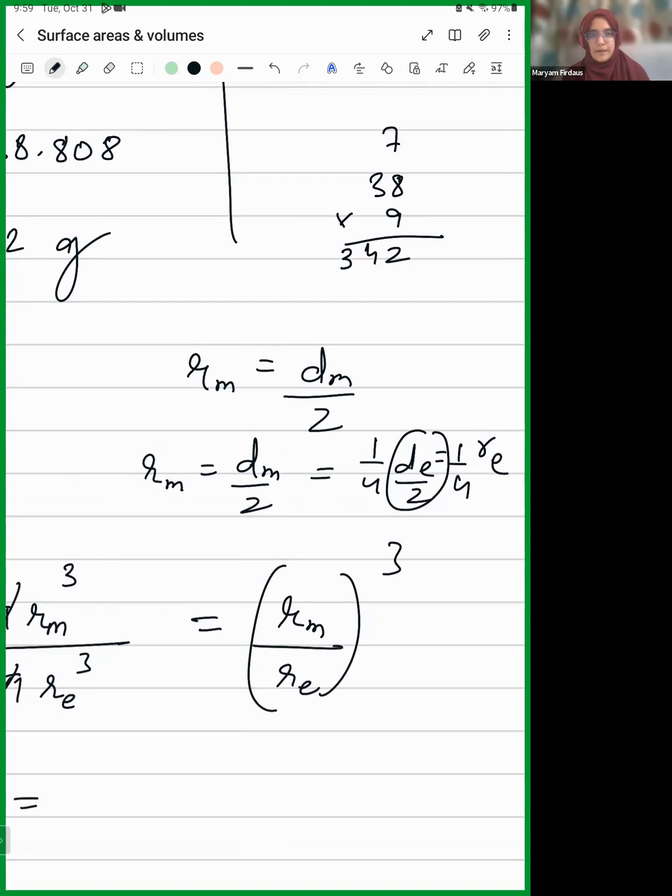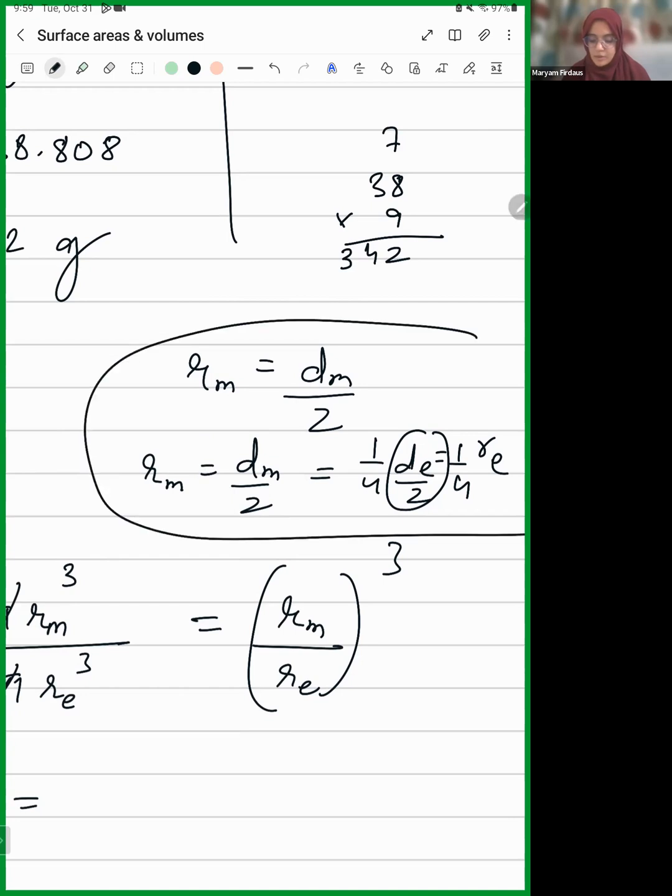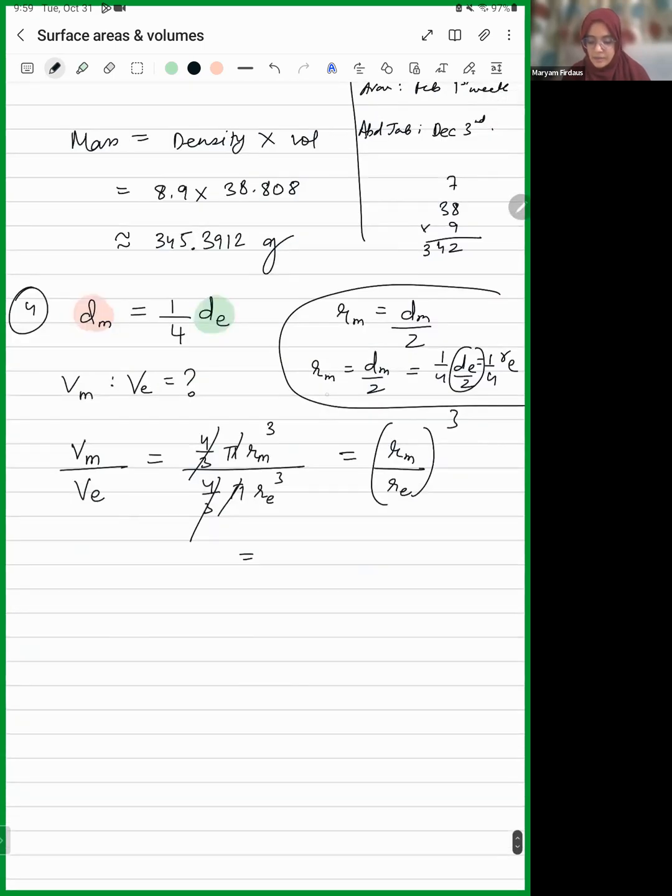It's clear. Okay. Abdul Jabbar, is it clear, dear? Yes, ma'am. Okay. So now Rm and Re, what is the relation between them? Rm is 1 by 4th of Re. So in the numerator, I have written Rm as 1 by 4 Re. Then in the denominator, we have Re, which I'm going to write as it is. And then we have this whole cube outside.